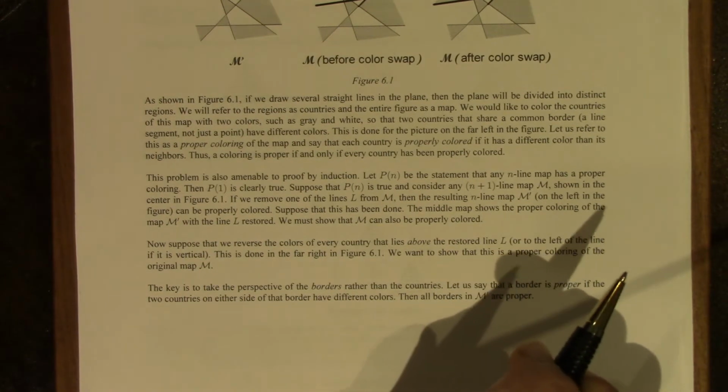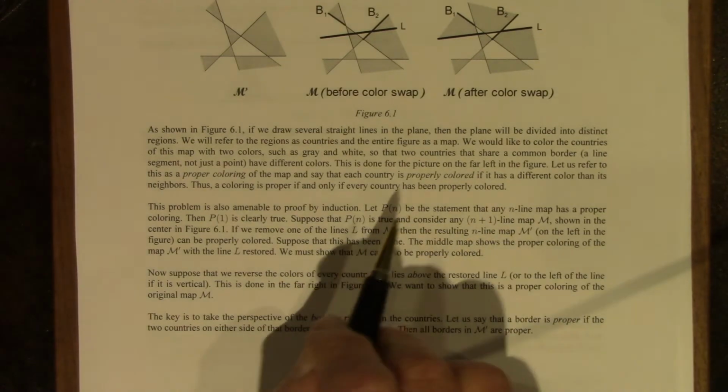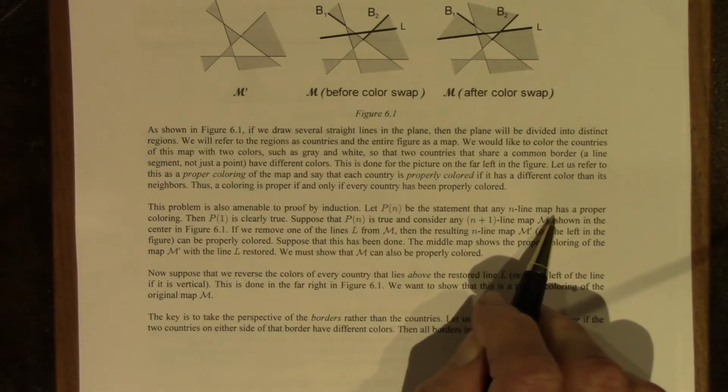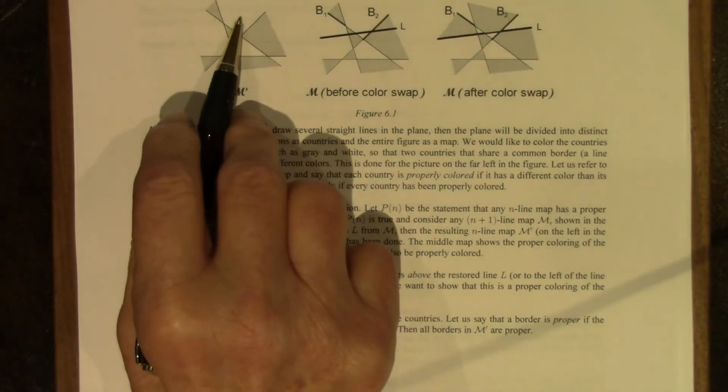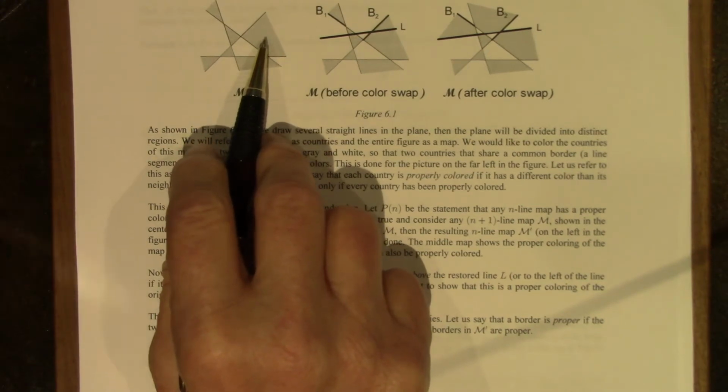Now, we'd like to prove that any map like this can be colored with two colors, so that countries that share a common border are a different color. So let's let P of n be the statement that any n-line map has what I'll call a proper coloring, meaning that the countries that share a common border have a different color. And I'll refer to a country as being properly colored if its neighboring countries have a different color.